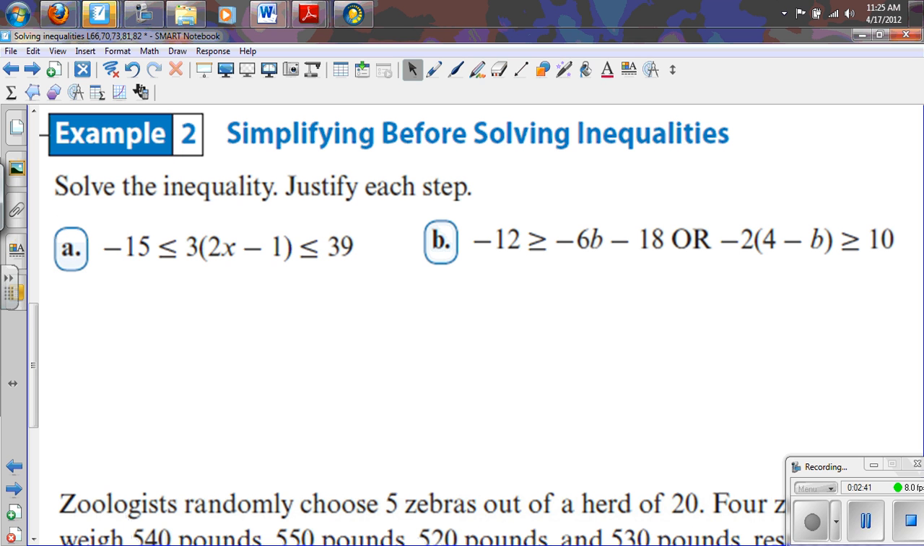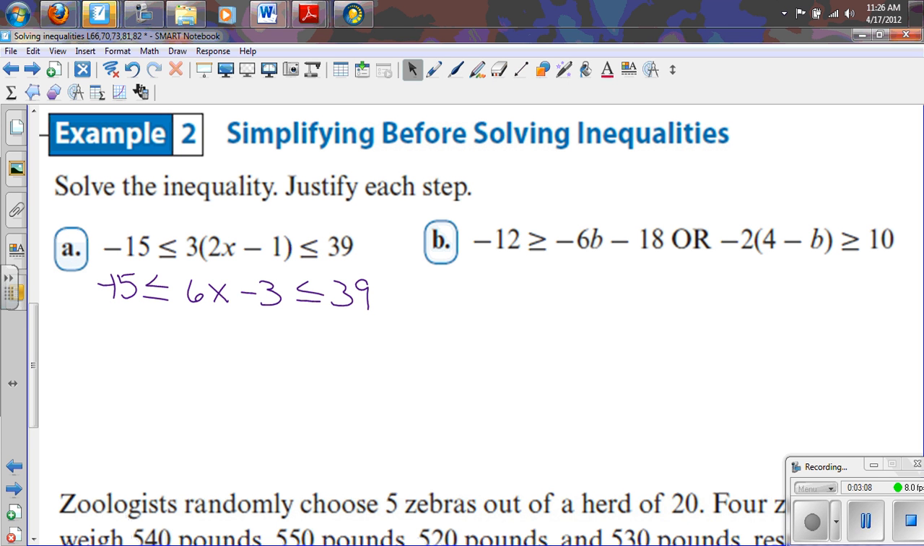Simplifying before solving. Sometimes we need to do distributive property and adding like terms before we can actually solve these. So on this compound one with a conjunction of and, we're going to distribute on the inside one. So negative 15 is less than or equal to 3 times 2x is 6x minus 3 times 1, which is 3, which is less than or equal to 39.